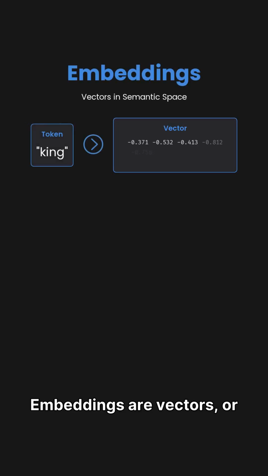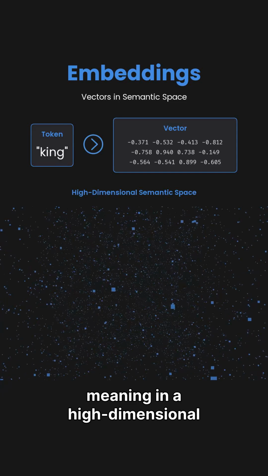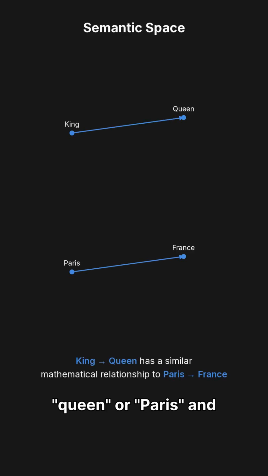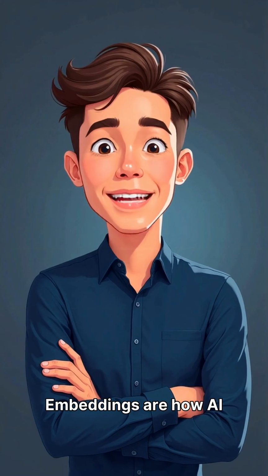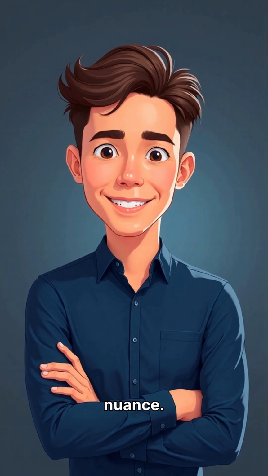Embeddings are vectors, or long lists of numbers, that represent a token's meaning in a high-dimensional semantic space. In this space, related concepts like king and queen or Paris and France have similar mathematical relationships. Embeddings are how AI understands analogy, synonymity, and nuance.